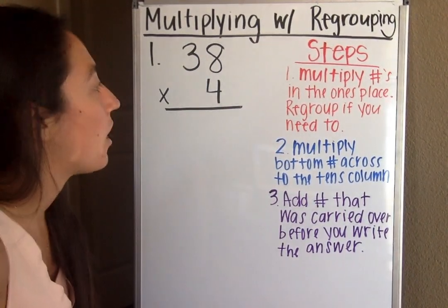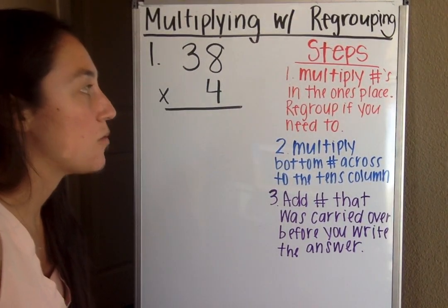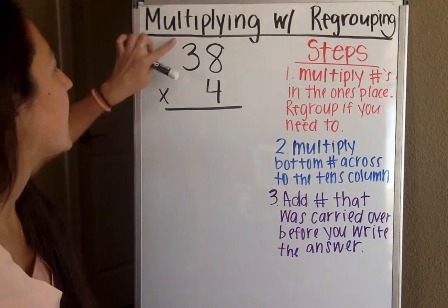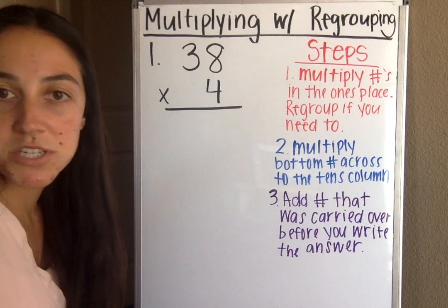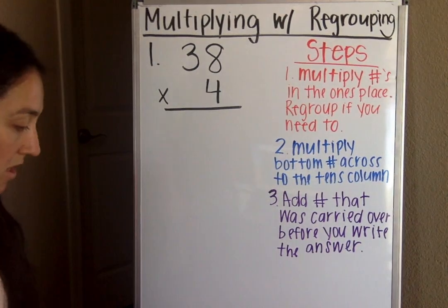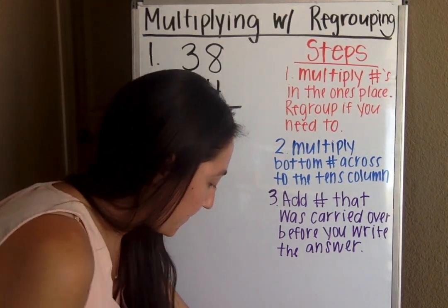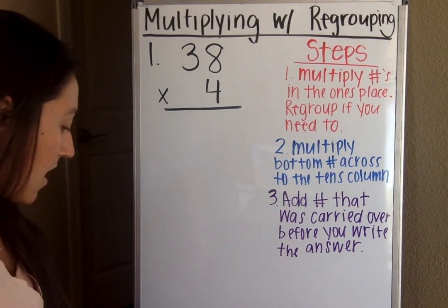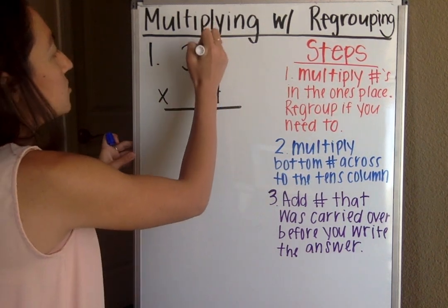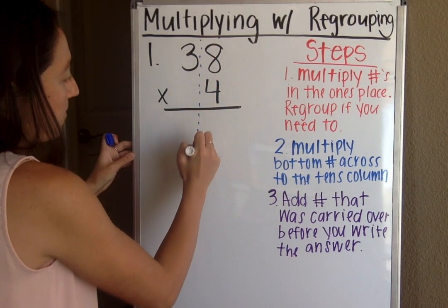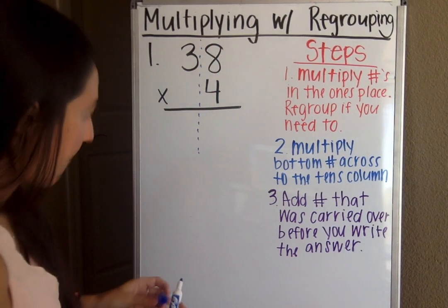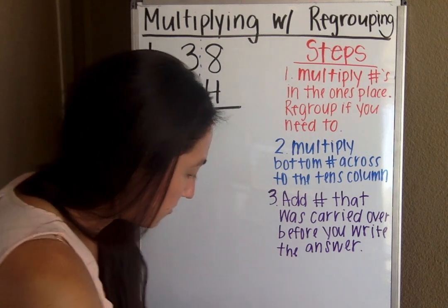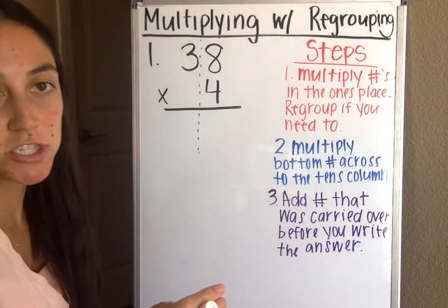I've put 3 steps. 1 and 2 are the exact same steps that we went through yesterday. The only other step that we're going to be adding in is if there's a number up here, we're just going to add to our answer. So let's get started. So I have the number 38 times 4. Again, always a really good idea to draw the line for your place value to make sure that you're lining everything up correctly. To walk you through, I will use colors so that you know how to do each step.